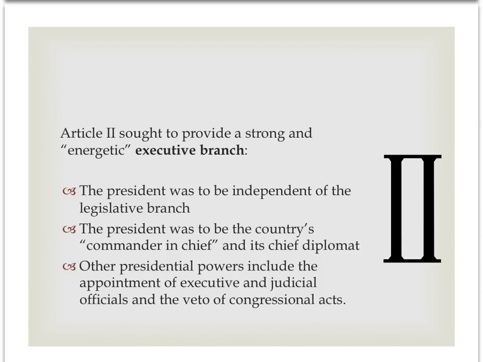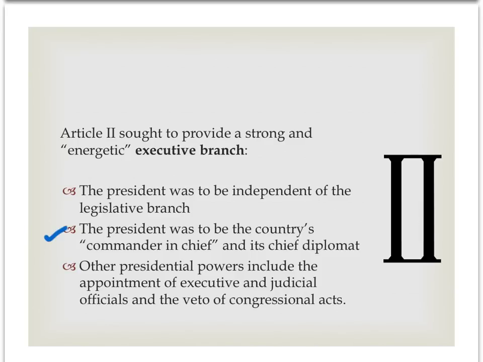Now in Article 2, they set up the executive. And the vesting clause there is not "herein granted." It says executive power shall be vested in a president. That's very different because it's more vague and broad. It's not as specific. Now there are some specific things.